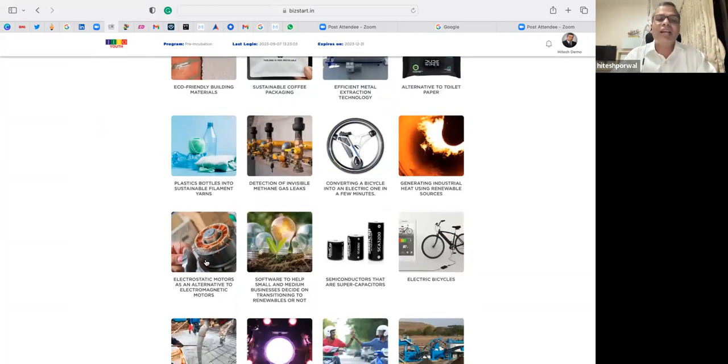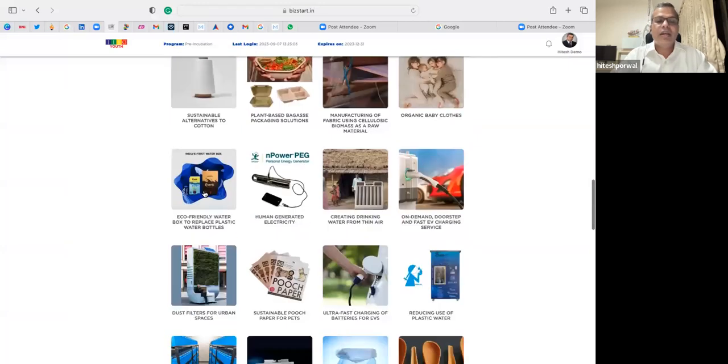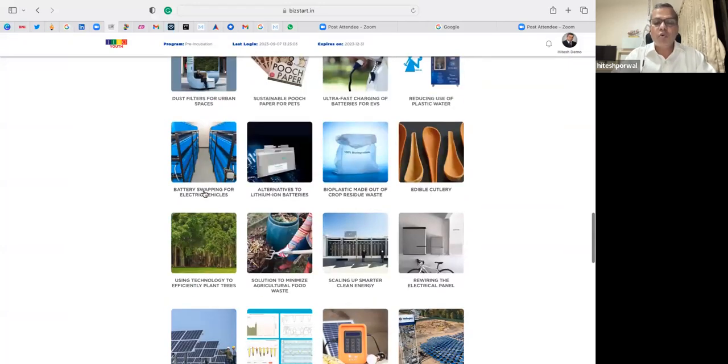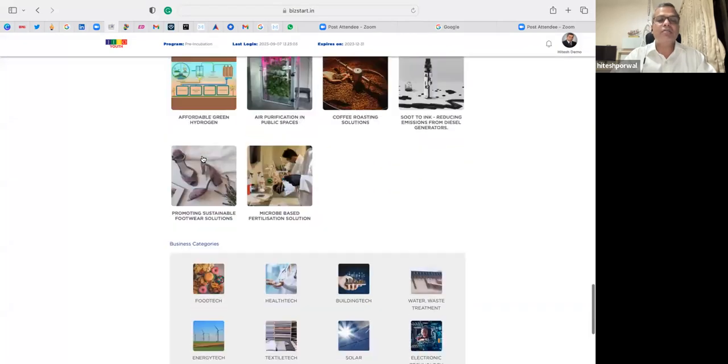You can do something green in concrete, right? In building materials, in textiles, in e-vehicles, in energy, in food, right? And so on. So you'll find multiple ideas.